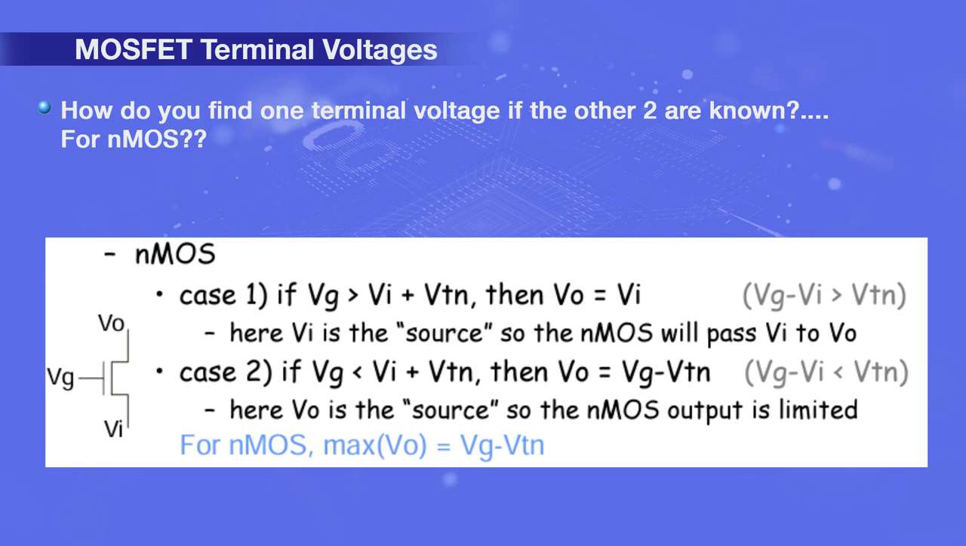Second case, if the gate voltage is less than Vin plus the threshold voltage, then Vout will be equal to Vg minus Vtn. Vtn is the threshold voltage for NMOS. Here Vo is the source, so the NMOS output is limited. For NMOS, maximum Vo is equal to Vgs minus the threshold voltage.